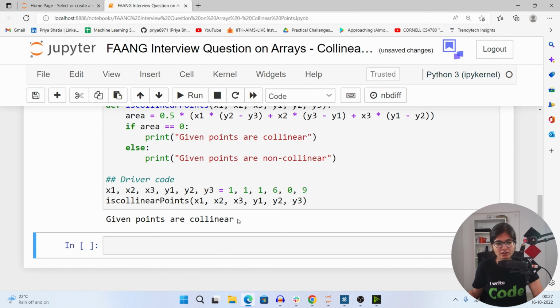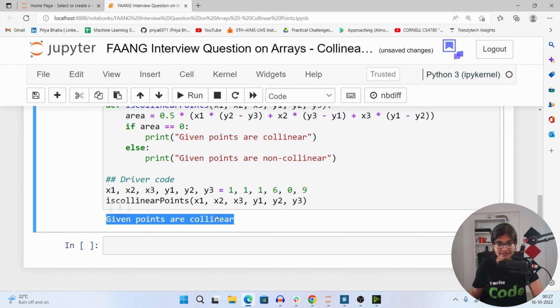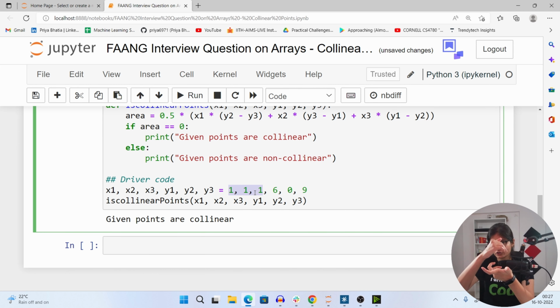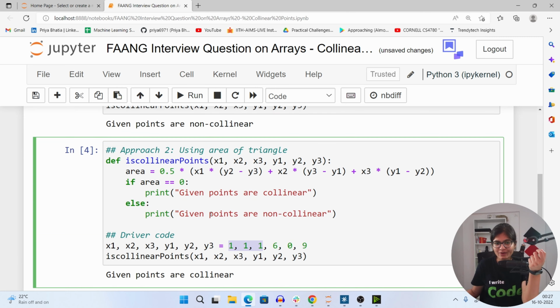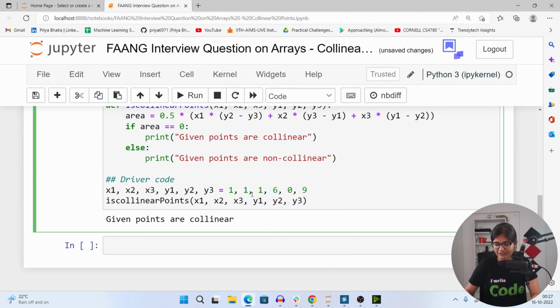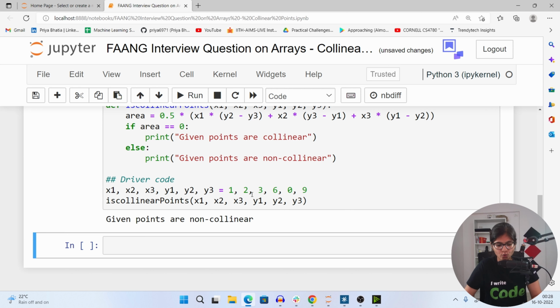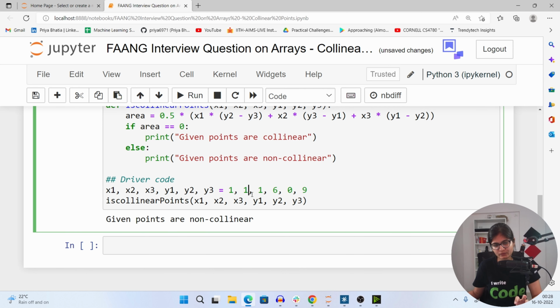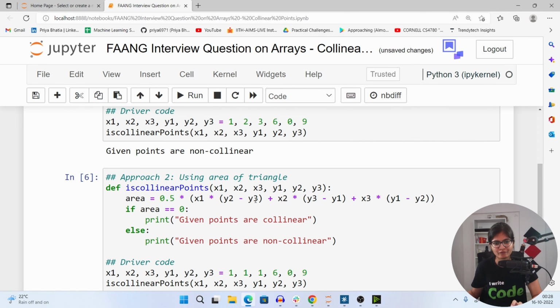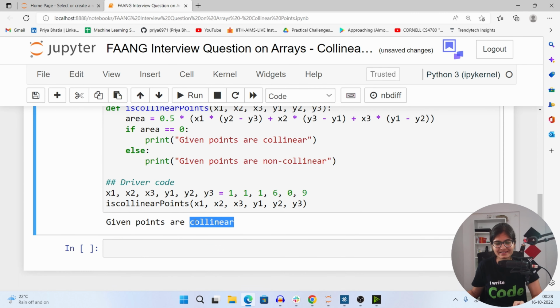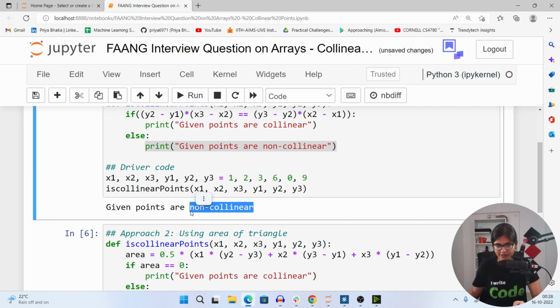So if you observe here, we are on the same axis, so obviously it belongs to the same line. That's why the points are collinear. If I further change it by writing 2 and 3, you can calculate the area yourself. It will not come out to be 0, and that's why the points are non-collinear. Let me go back to the same points, 1, 1, 1, so that you have one example with collinear points and one example with non-collinear points.